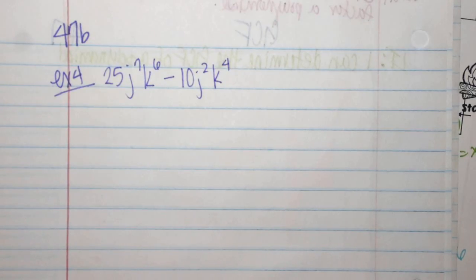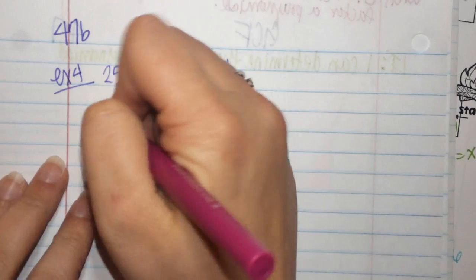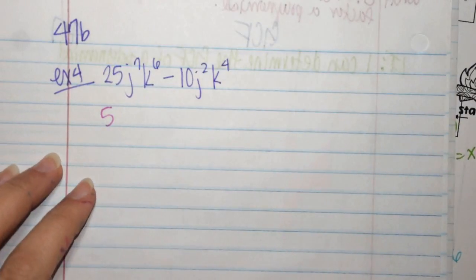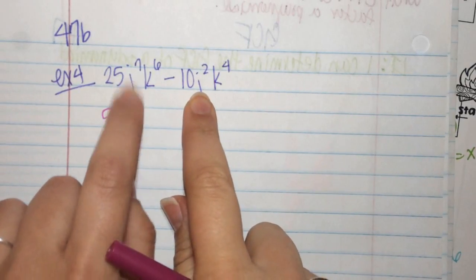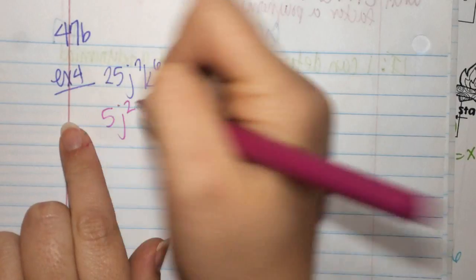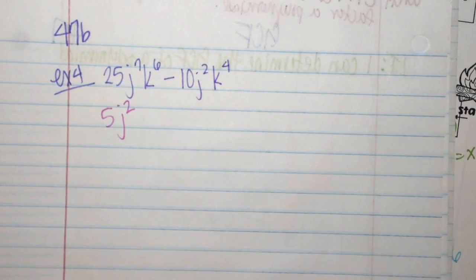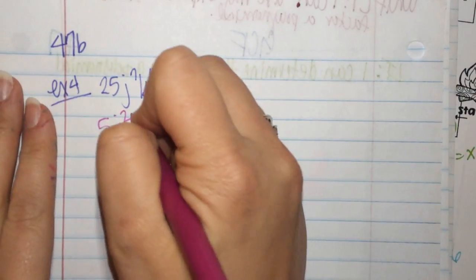So, step 1, you have to find the biggest number that goes into both 25 and 10. What's the biggest number that goes into 25 and 10? Alright, so everybody write a 5 down. Then you take the lowest exponent of both variables. So let's look at our J. What's smaller, 7 or 2? Okay. Now let's look at our K's. What's smaller, 6 or 4?